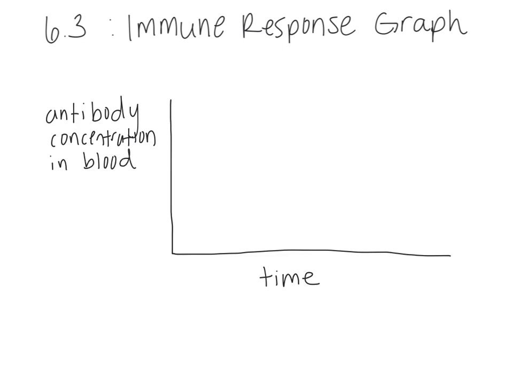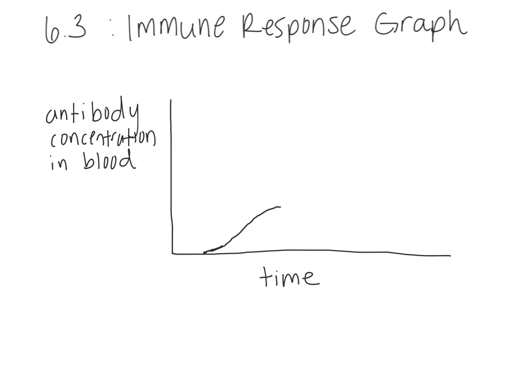Okay. Now, when you first encounter a pathogen, you should have no antibodies in your blood. That's because we haven't seen this pathogen before. We don't have an immune response ready to go for this pathogen. So it's important that we're starting out at zero antibody concentration. When we first encounter a pathogen, it's going to take our body a little bit of time to recognize that pathogen and create an immune response.